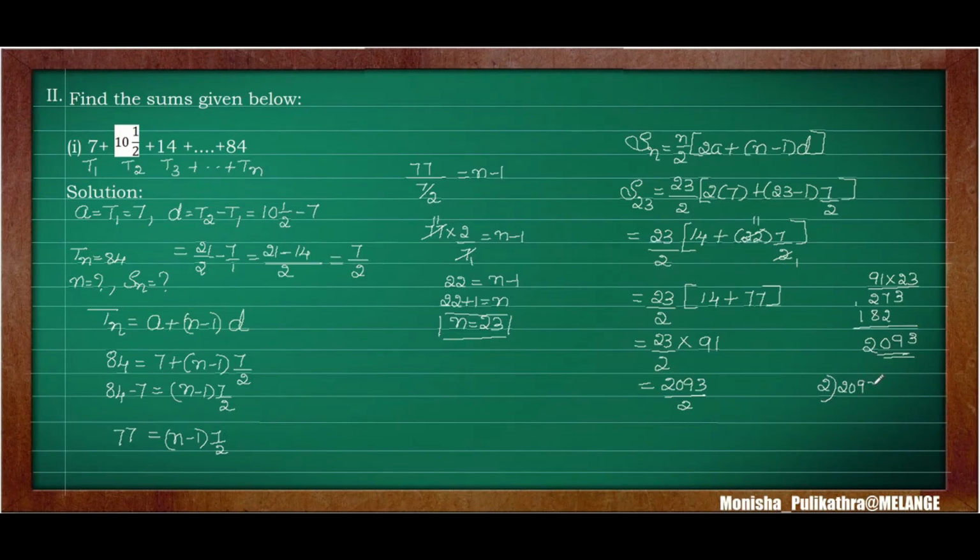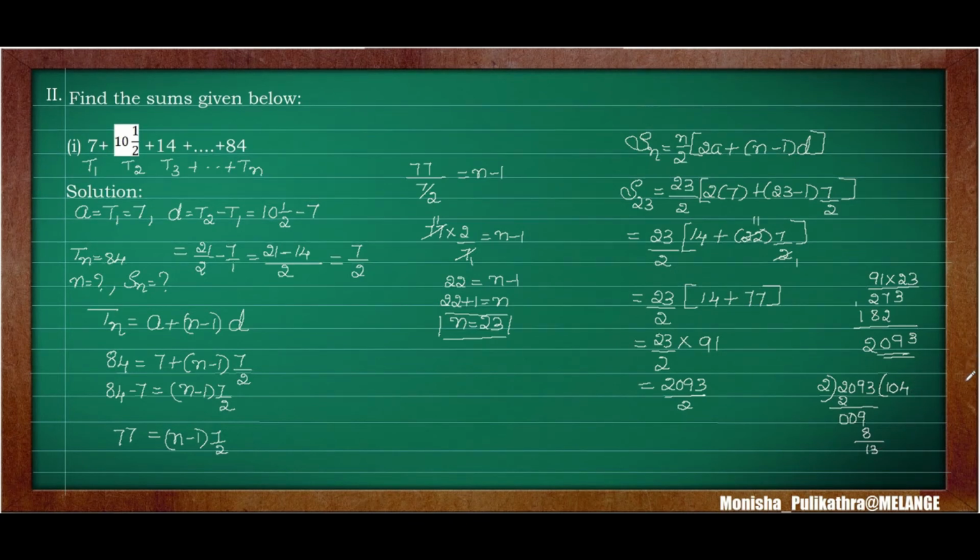2093. So 2 1s are 2. So here a 0 is there. In order to take it down, we need to put a 0 here. Next is 9. So 2 4s are 8. 1 3. So 2 6s are 12. Remaining is 1. You put a point here. Then it will become 10. So 2 5s are 10. Okay. The answer is 1046.5.